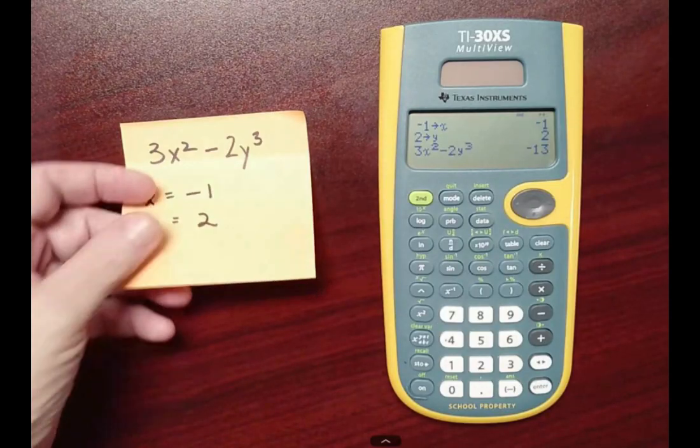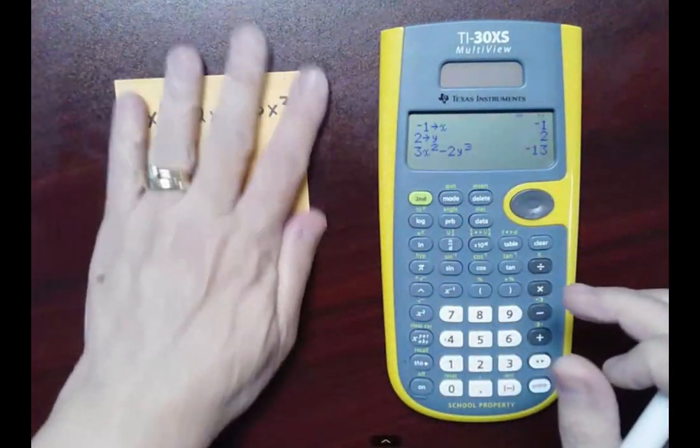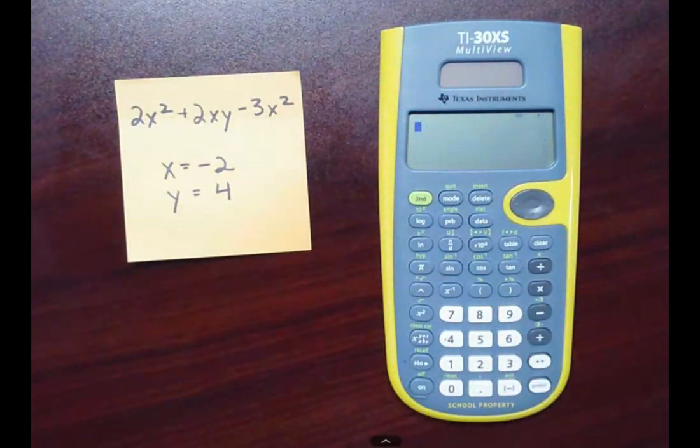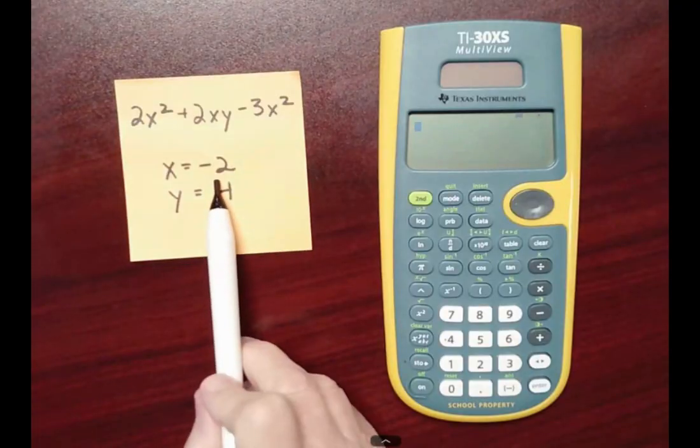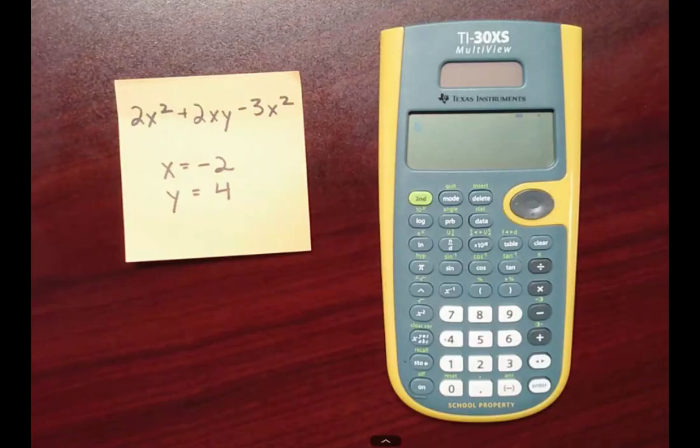Another example using x and y. This one has a little trick we have to learn where we have the x followed by the y. So we have an x is -2 and a y is 4. So the first thing we have to do is store those values for the variable. The store button can save you so much time as long as you know the value of the variable, store that value, and then just type in the expression.